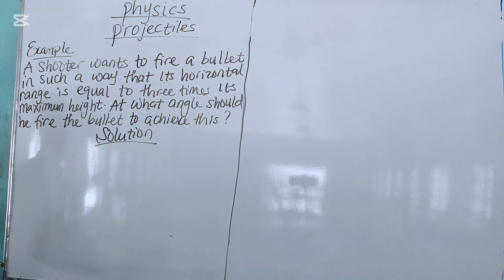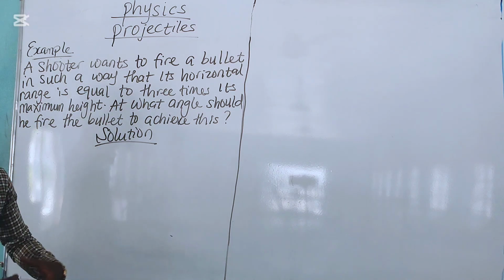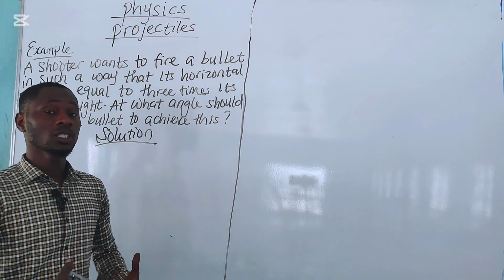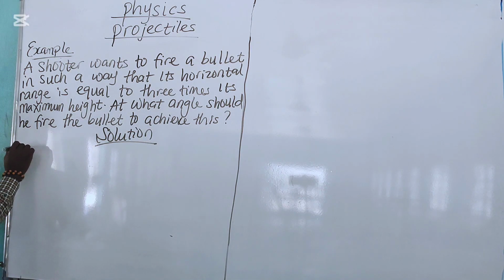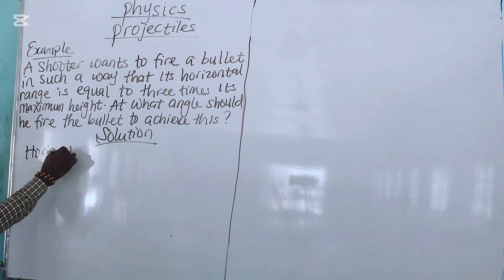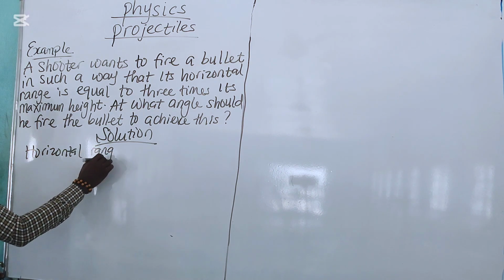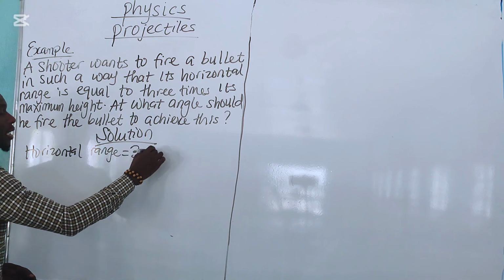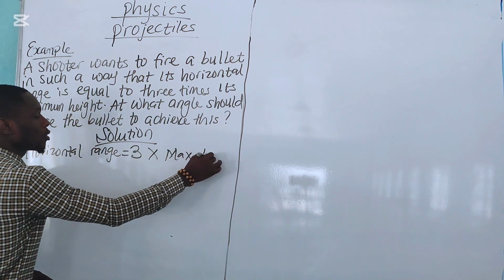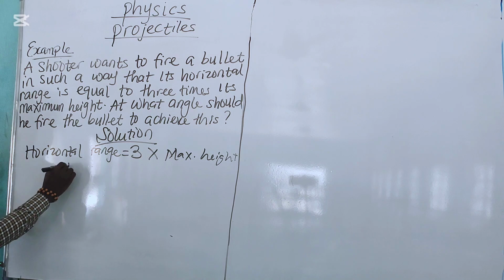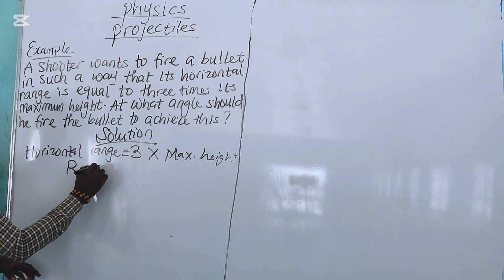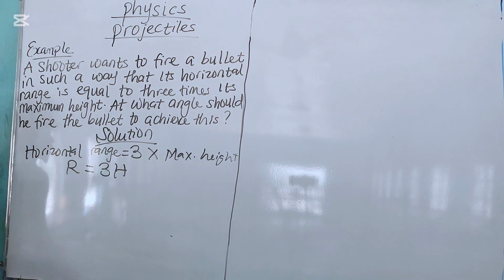For us to obtain the angle, we need to obtain it from the statement of the question, or from the aim of what the man wishes to achieve. And from what we are told, his aim is that the horizontal range should be equal to 3 times the maximum height. So let's write it mathematically: our range should be 3 times the maximum height.